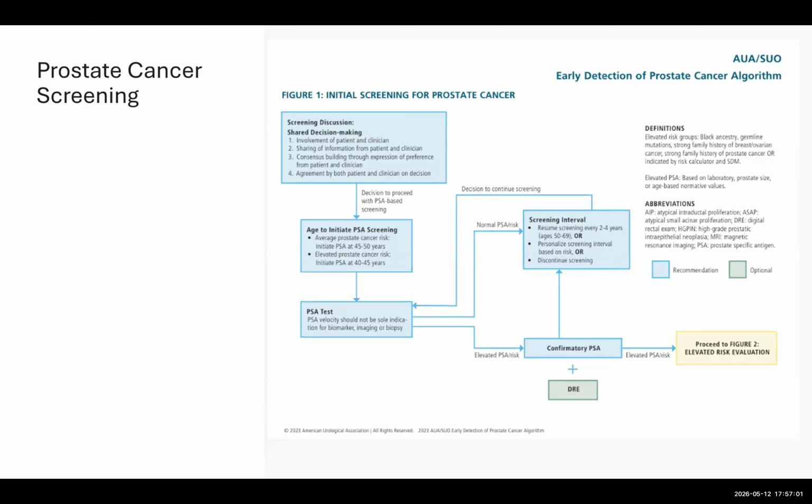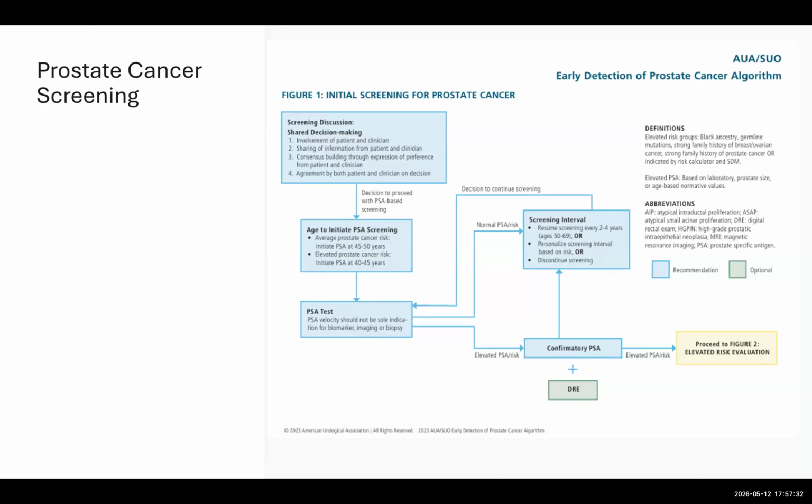So, your age to initiate PSA screening. For the average risk patient, it is advisable to start at 45 to 50, whereas somebody who may have an elevated risk of having prostate cancer, start at 40 to 45. So you go back to those risk factors that we talked about before. When you do a PSA test, you could either have a normal PSA test, and if the PSA test is normal, you continue routine screening, which could be guided by risk factors and your PSA value.